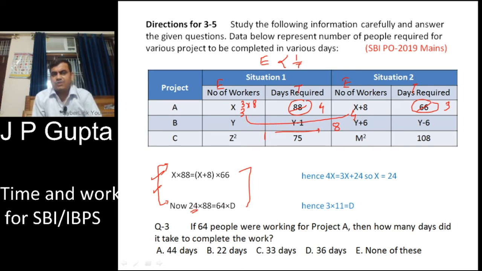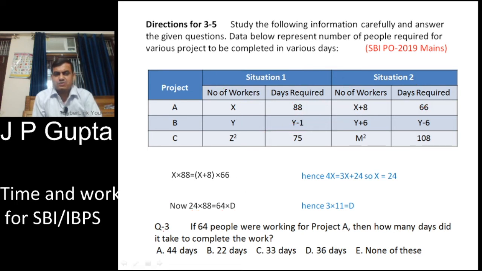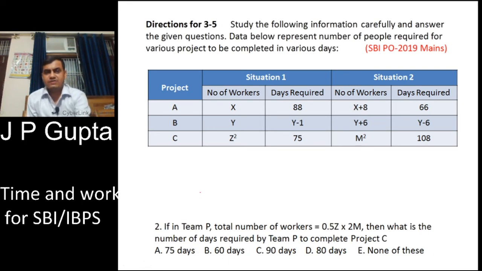And once we have 24, we can directly equate 24 into 88 equal to 64 into D. So the second approach you have to gradually develop so that you avoid lots of calculation and you can do it directly. Right? Now we can try for the next one.